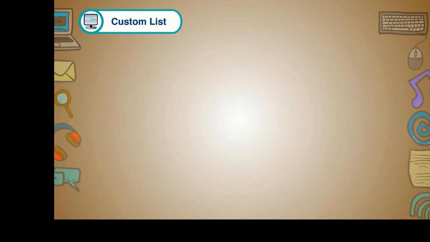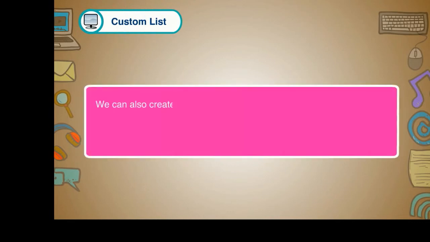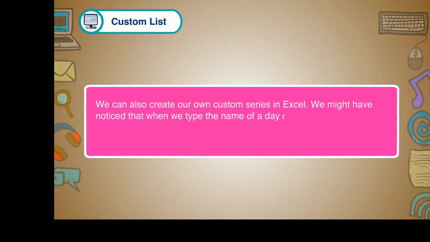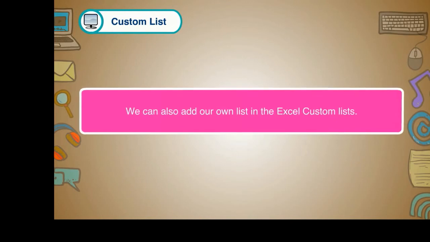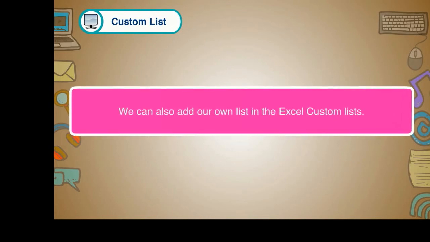Custom list. We can also create our own custom series in Excel. We might have noticed that when we type the name of a day or month and we use the fill handle, the autofill fills the list automatically. This is because these lists are already stored in the custom lists of Excel. We can also add our own list in the Excel custom lists.